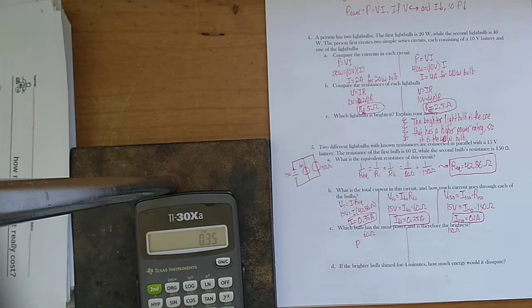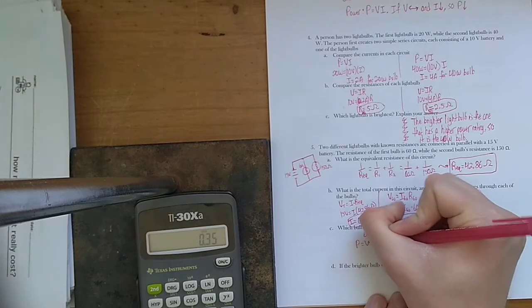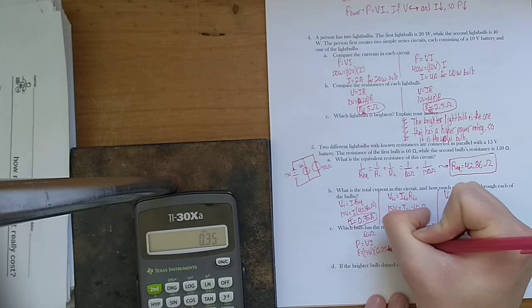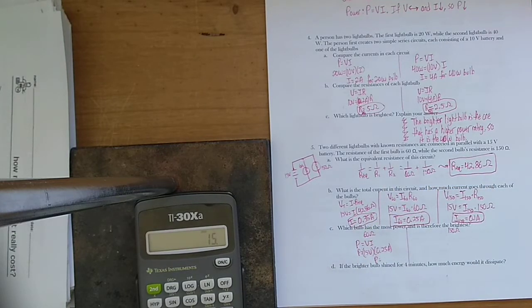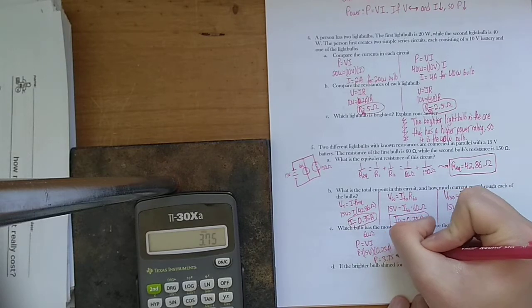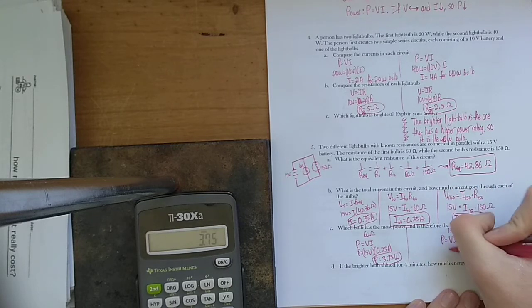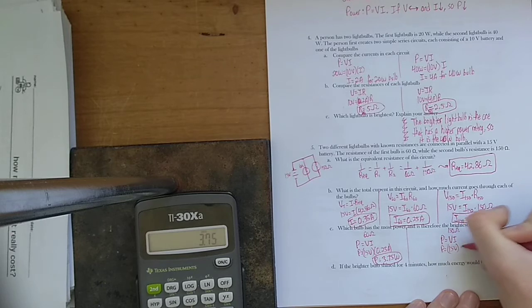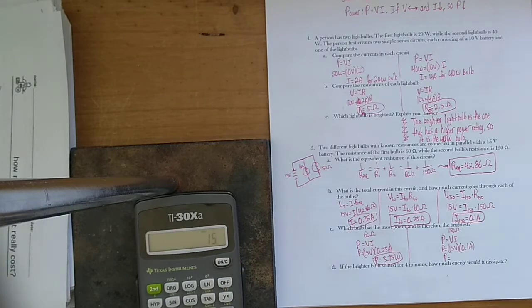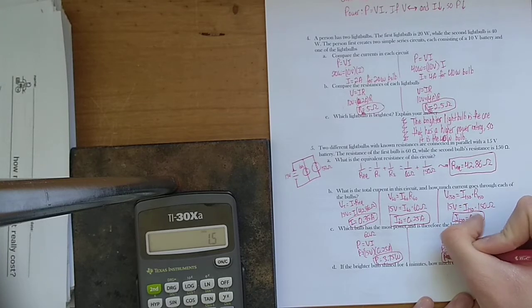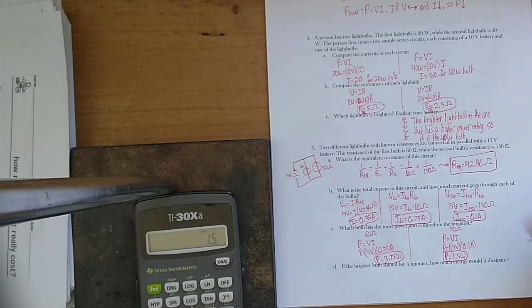I know the voltage drop and I know the current, so I can use those two to find the power. 15 volts times 0.25 amps. 15 times 0.25 is 3.75 watts. Same equation over here. 15 volt drop. The current is 0.1 amps. There is a 1.5 watt power for this bulb. So, which bulb has the most power and is therefore the brightest? That would be the 60 ohm light bulb.